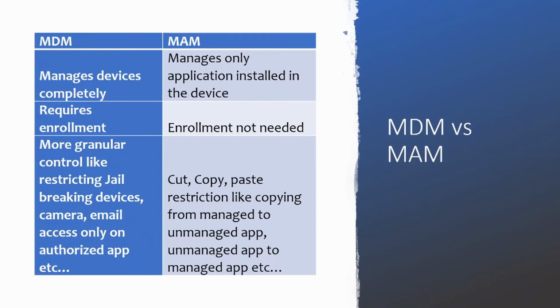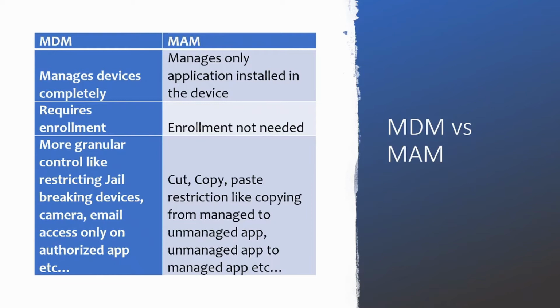What kind of device configuration can you perform from MDM? It's at a very granular level, like jailbreak detection. If your device is jailbroken, you will not be able to access the corporate data. That kind of restriction you can perform, and you can do a camera restriction on your mobile device, and email access only on an authorized app, like only the Outlook app should open your mailbox. Any other application like native email or any third-party email application, or any customized solution, those mail configurations will be blocked completely.